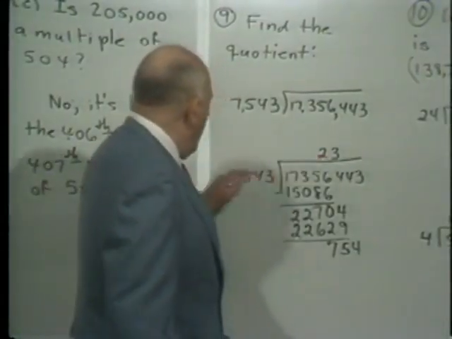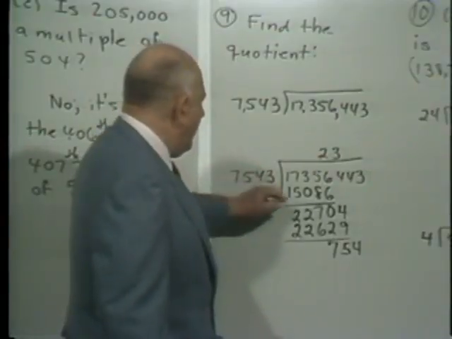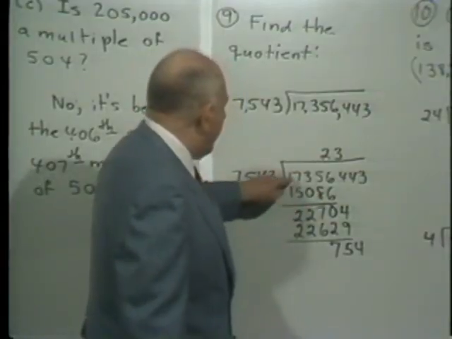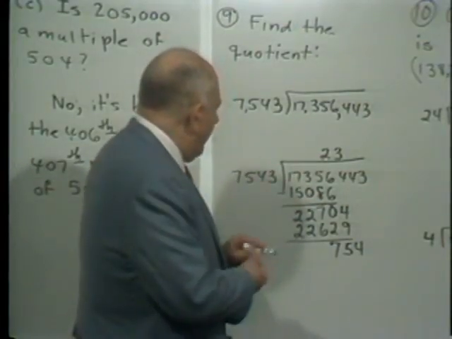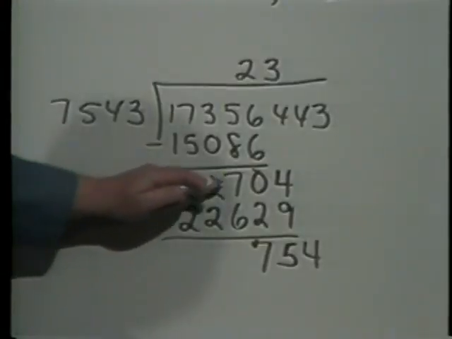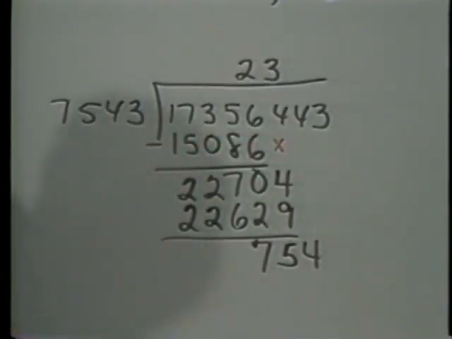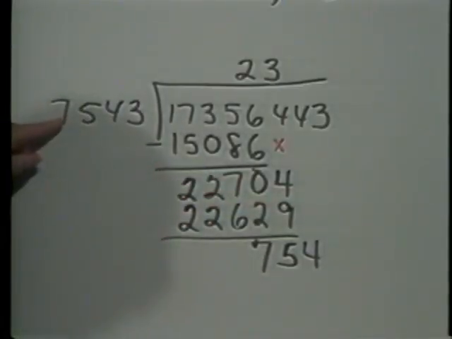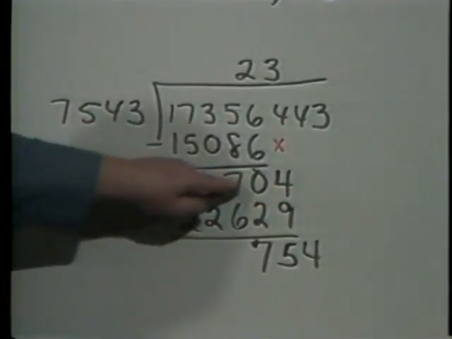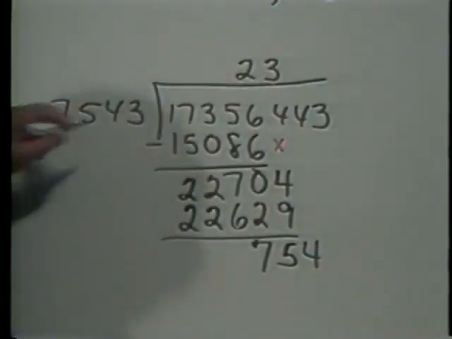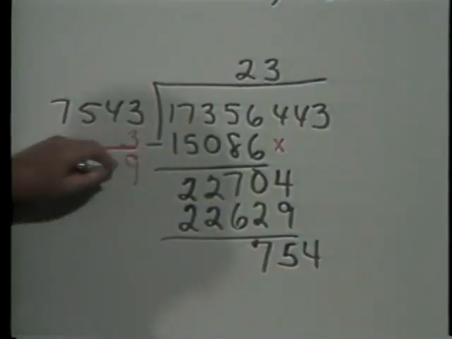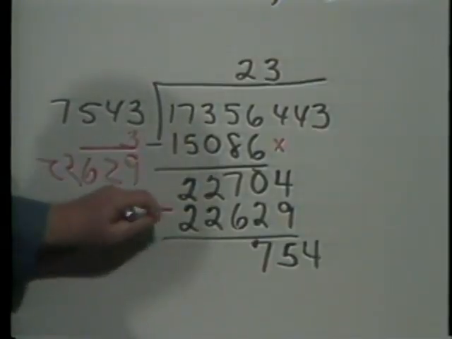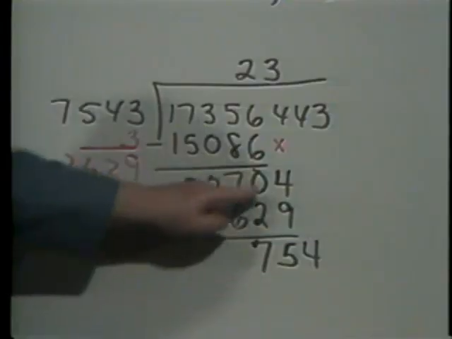So I take a guess. I try 2. 2 times 7,543 is 15,086. I subtract 15,086 from 17,356. That gives me 2,270. Then I bring down the 4. I see that when I bring down the 4, I guess that 7,543 goes into 22,704 3 times. So I multiply by 3. 9, 2 carry the 1. Okay, 6 carry the 1, 22. I subtract the 22,629 from this number here.